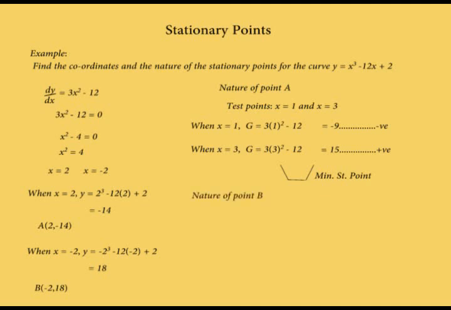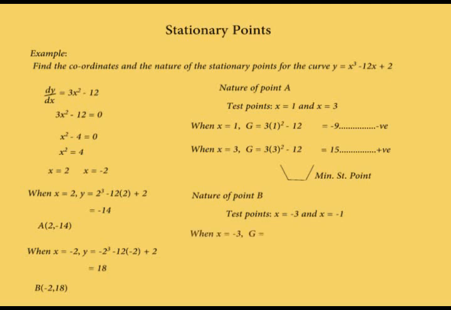Point B, what is the nature of the stationary point? The coordinate of x at the stationary point is x is equal to minus 2, and at that point the gradient is 0. We test the neighborhood of x is equal to negative 2. We shall test x is equal to negative 3 and x is equal to negative 1. Notice that x is equal to negative 3 is on the left. x is equal to negative 1 is on the right of the stationary point.